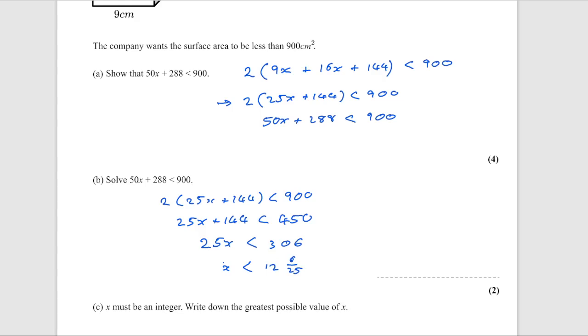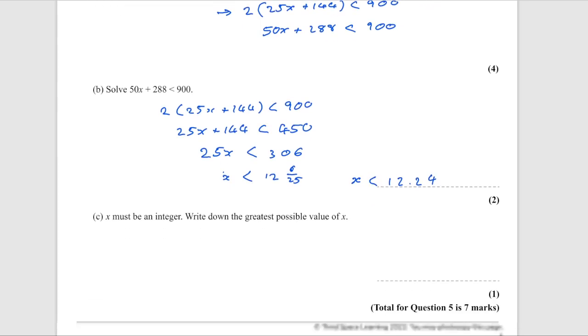So I'm sure that will be fine. That's going to be 12.24. So x has to be less than 12.24. Okay, x must be an integer, so that means a whole number. Write down the greatest possible value of x. So the greatest possible value of x that is less than 12.24 is going to be 12.